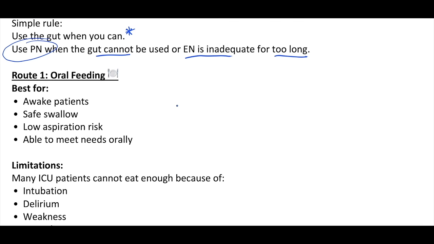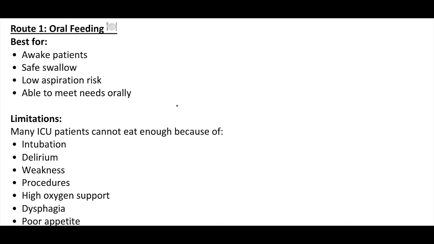So route number 1, oral feeding. The answer to that first question, can the patient safely eat by mouth? The answer is yes. Then we should start with oral feeding, right? Best used for awake patients, patients who can swallow safely. This is really important, right? People who are sick sometimes lose their ability to swallow safely, right? Some of them need a swallow evaluation. But if you can swallow safely and you're a low aspiration risk, start oral feeding.